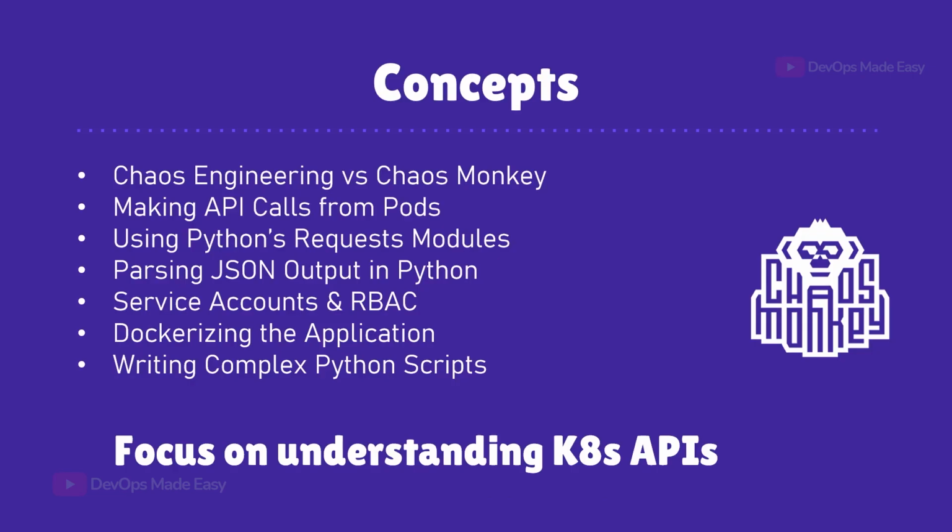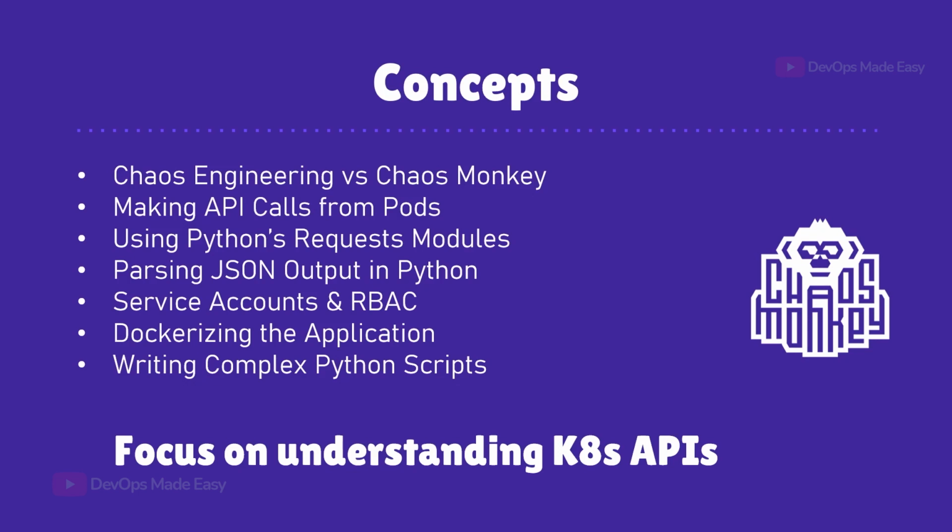We'll understand what chaos engineering and kube-monkey are, and how to make API calls from Kubernetes pods to the Kubernetes API server: how to frame that API call, what parameters are required, and what authentication is required. So we'll cover everything in detail. We'll also use Python's requests module because we'll be making API calls in Python. So we'll use the requests library. Of course, if you have any other library in Python, you can also use it.